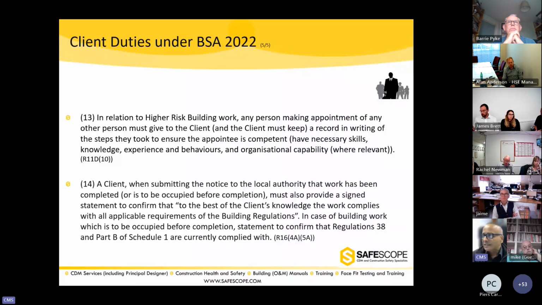Now, the last one is client. When submitting the notice, as we said, they will give a statement to say to the best of their knowledge, the work complies with all applicable requirements of the building regulations. And I already went through with you what those all applicable requirements are, and they are obviously quite extensive in those terms. Now, designer duties.